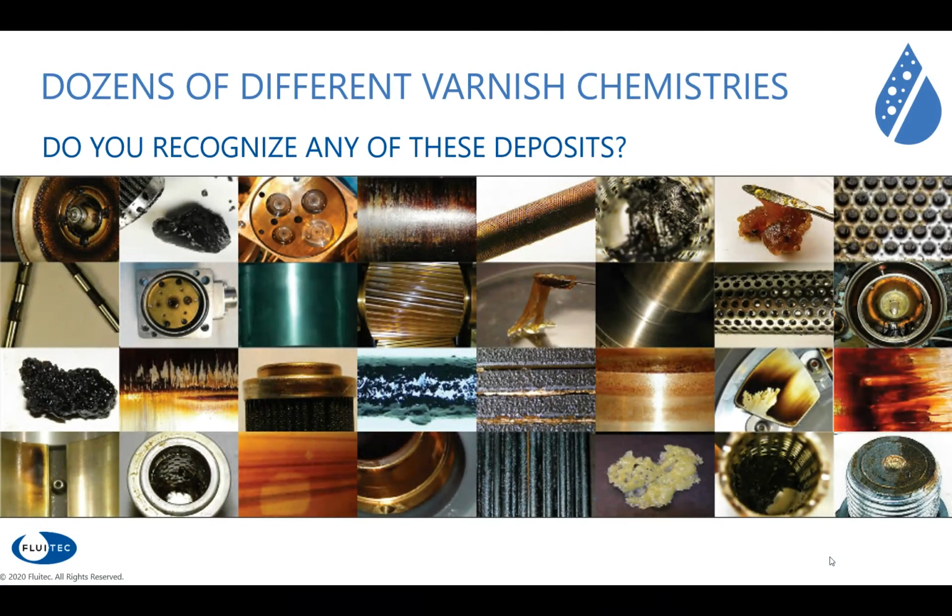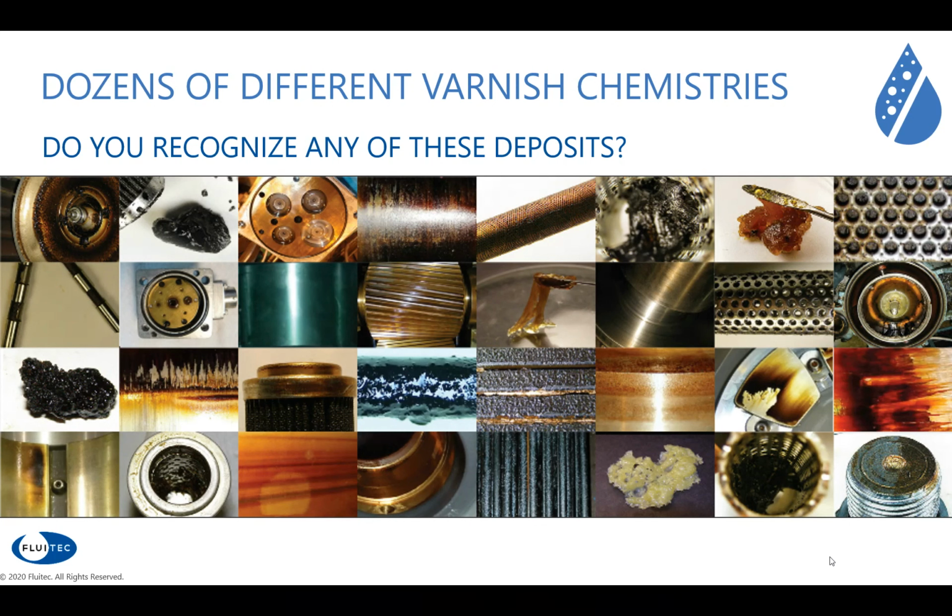Now, this is what we often call the varnish family picture, and we have here a nice album of pictures. At Fluitec, we have a database of many thousands of these pictures, from all parts that you can imagine of a rotating equipment: valves, coolers, gearboxes, filter elements, bearings, all kinds of components. But what do we recognize here? I'm sure some of you will recognize these deposits.